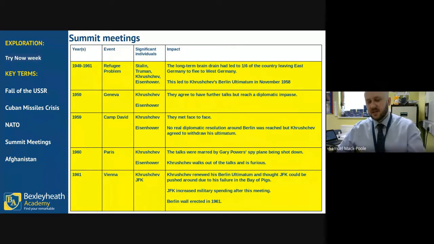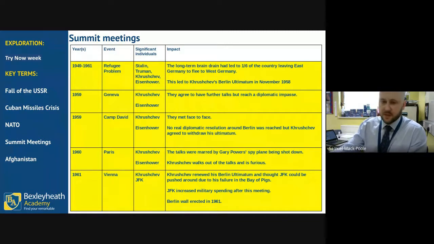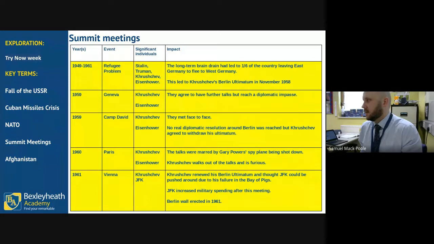Now, by 1961, because of democracy in America, you're only allowed to have 2 terms as president. JFK is the new president. And Khrushchev really tries to, there's no other way of saying this, bully him or be very attacking in this summit meeting. And Khrushchev renewed his Berlin ultimatum. He doesn't like JFK because of JFK's attempt to conquer Cuba with the Bay of Pigs.